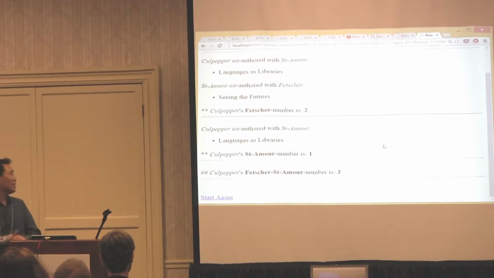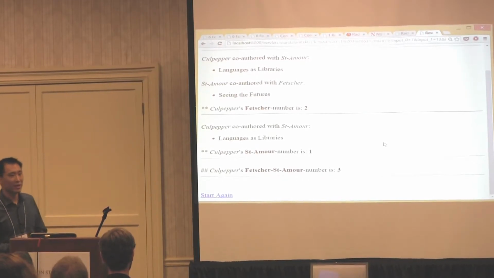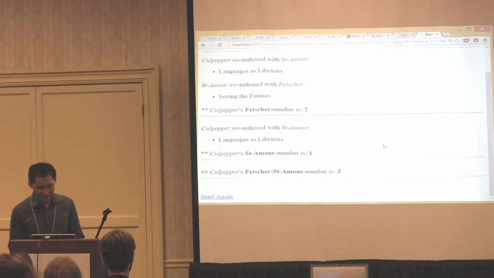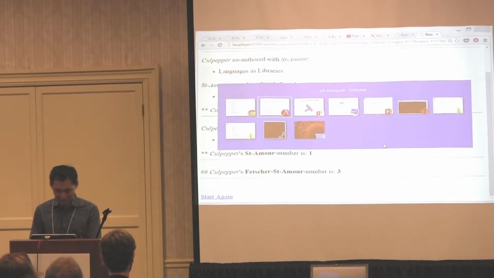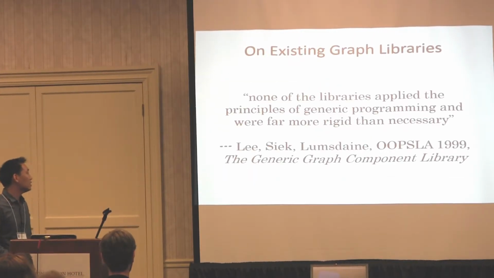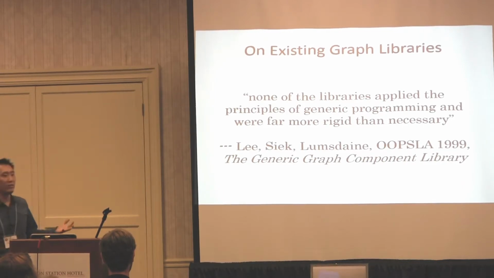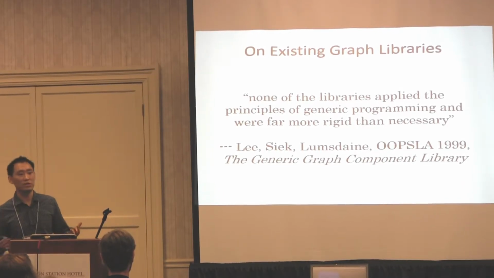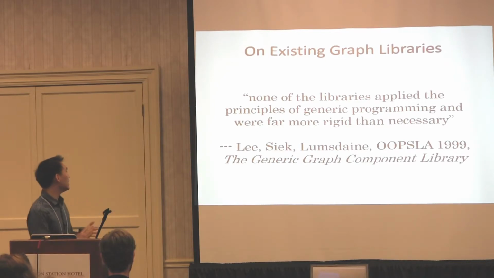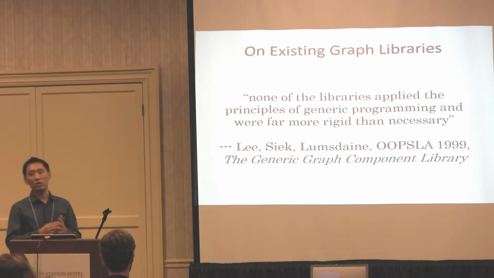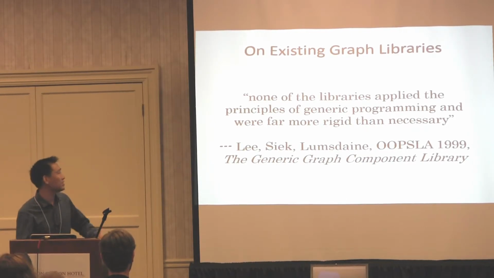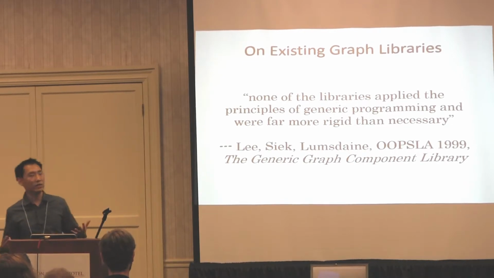If you want to represent networks like this or any other relation, a graph library is very handy. And so let me show you the one that I wrote. My graph library borrowed a lot of ideas from the C++ Boost graph library. The authors of the Boost library, Lee, Siek, and Lumsdaine, in their OOPSLA 99 paper, did a survey of a lot of existing graph packages.